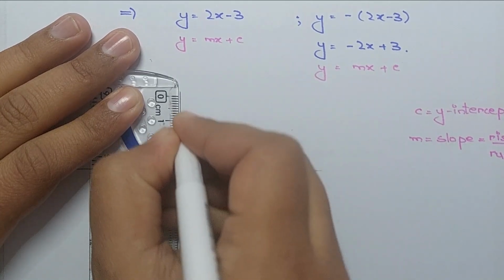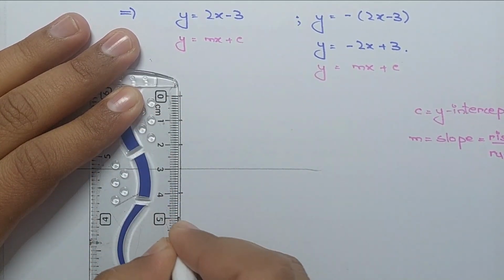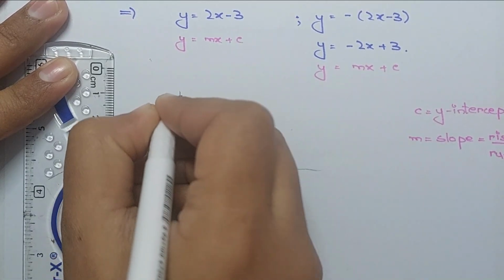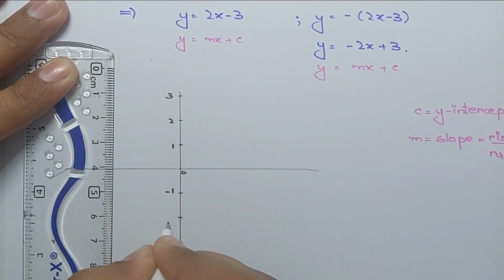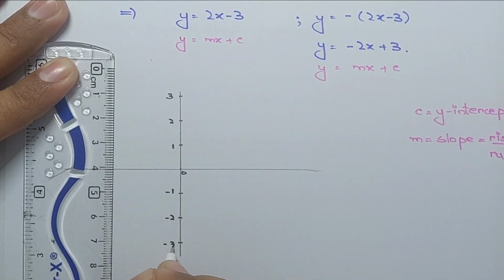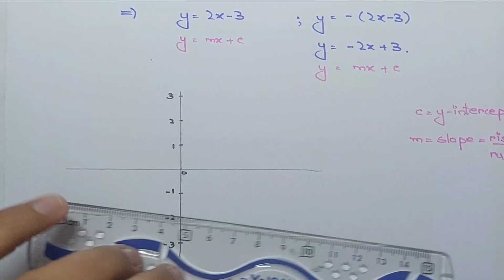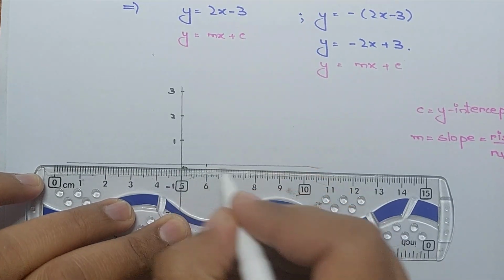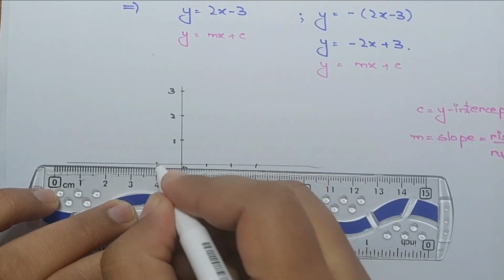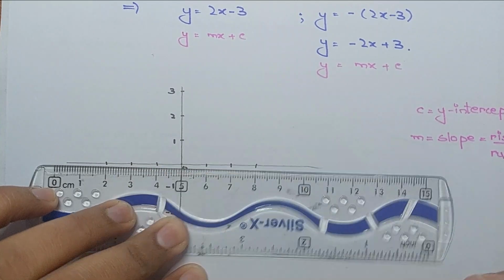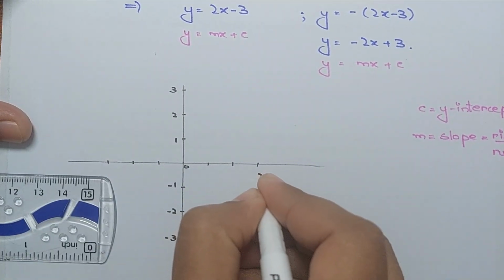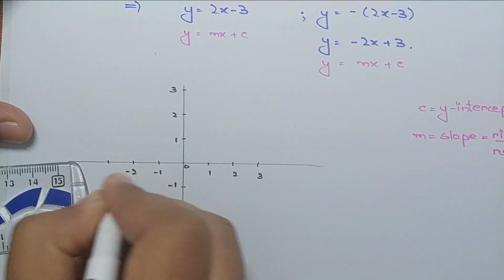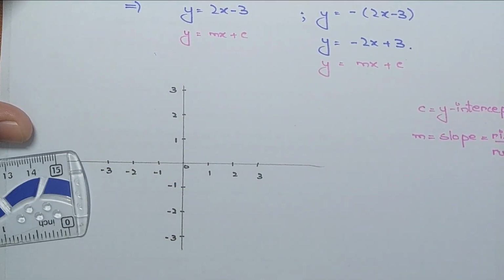0, 1, 2, 3. Negative 1, negative 2, negative 3. This is 0, 1, 2, 3, minus 1, minus 2, and minus 3. Now on the other side, we can label it 1, 2, 3, minus 1, minus 2, minus 3. This is also 3, this is 2, this is 1, this is minus 1, minus 2, and minus 3. Okay, let me sketch this one.